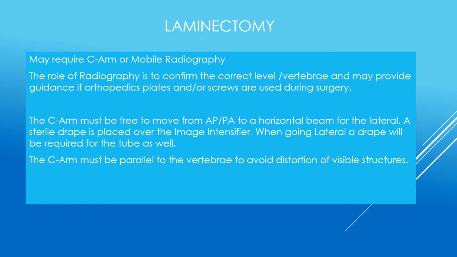Laminectomy continued. They may require a C-arm or mobile radiography. The role of the radiographer is to confirm the level of the vertebrae and may provide guidance if orthopedic plates and/or screws are used during surgery. The C-arm must be free to move from PA to a horizontal beam for the lateral. A sterile drape is placed over the II. When going lateral, a drape will be required for the tube as well. The C-arm must be parallel to the vertebrae to avoid distortion of visible structures.